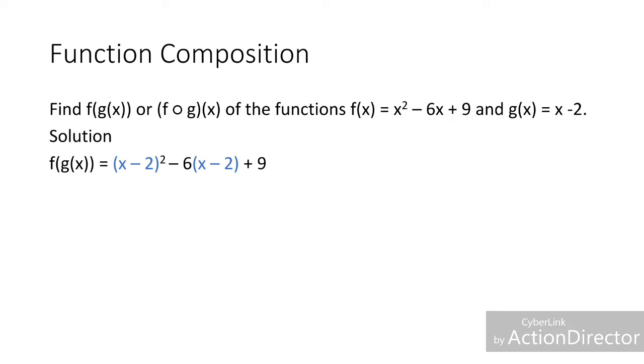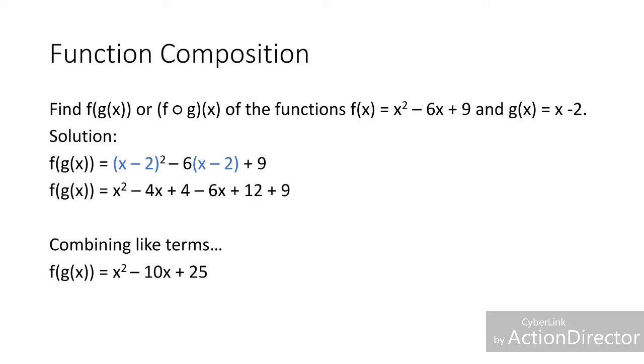F of g of x is equal to quantity x minus 2 squared minus 6 quantity x minus 2 plus 9. After substituting, we reduce the equation to its simplest form. F of g of x will be equal to quantity x squared minus 4x plus 4 minus 6x plus 12 plus 9. Further reducing, we arrive at f of g of x equals x squared minus 10x plus 25.